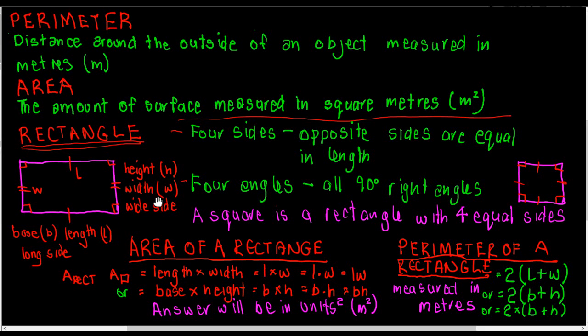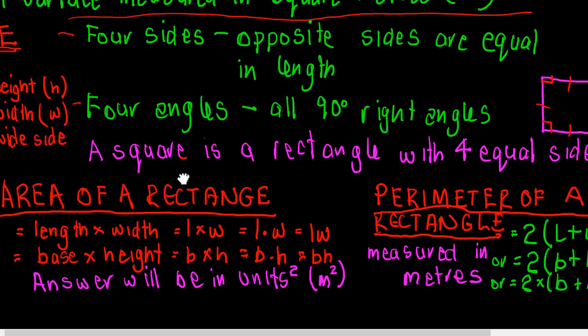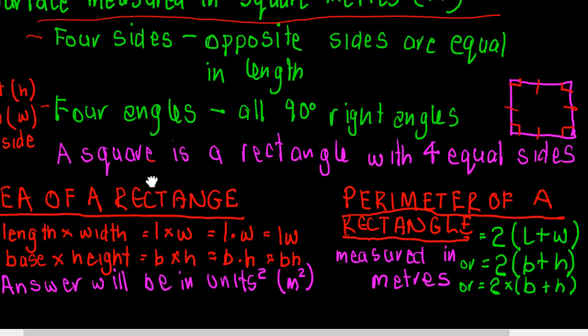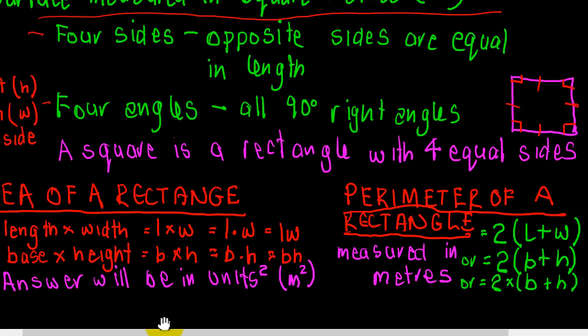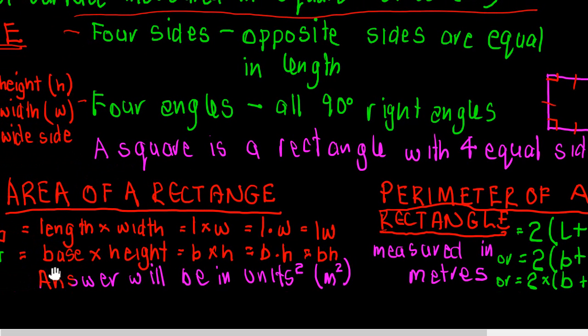So let's have a little bit of a look at the formula for the area of a rectangle, which is length times width. Area of the rectangle, or area with the little symbol for rectangle, length times width, or L times W, L dot W, and LW. These are all different ways that the formula may be expressed.